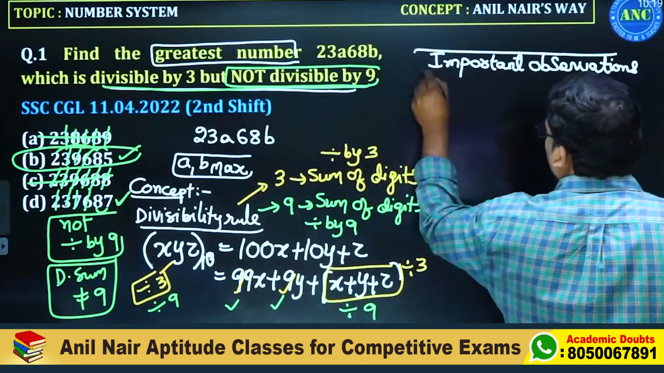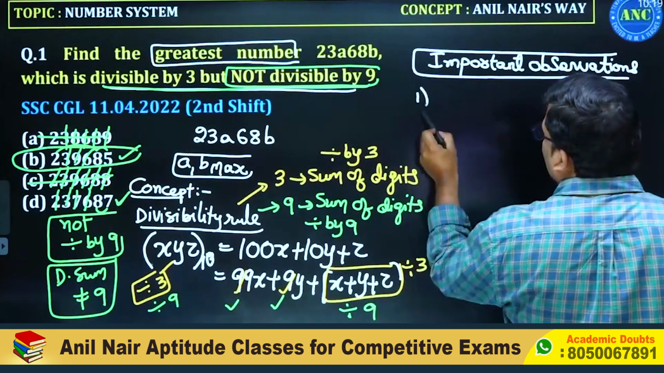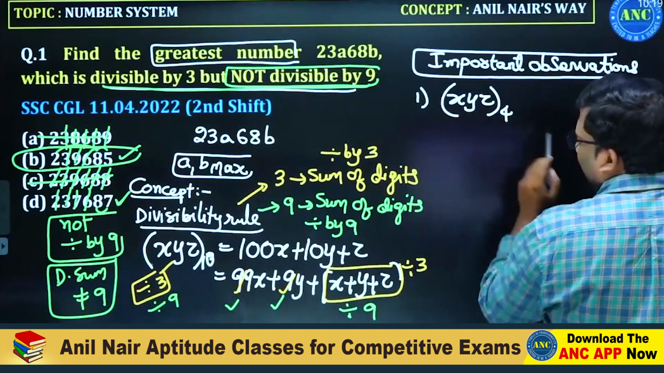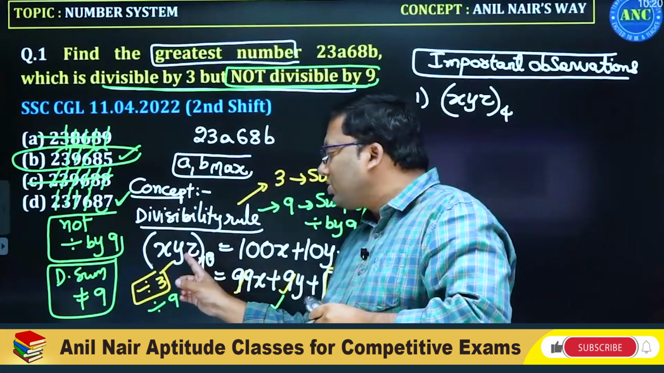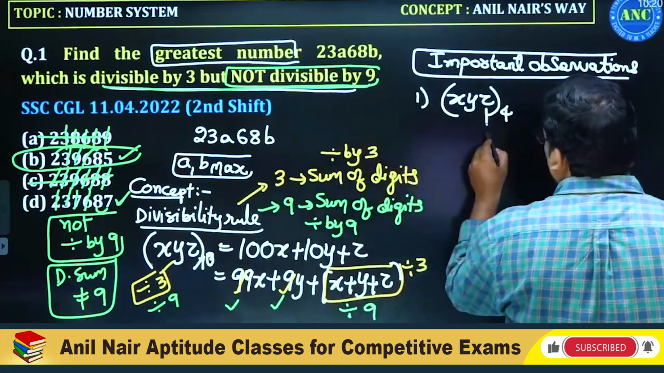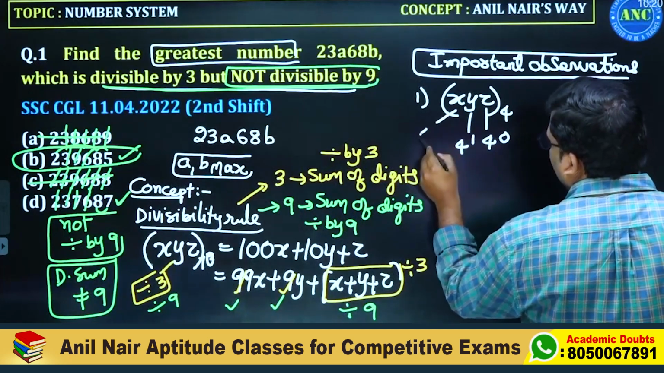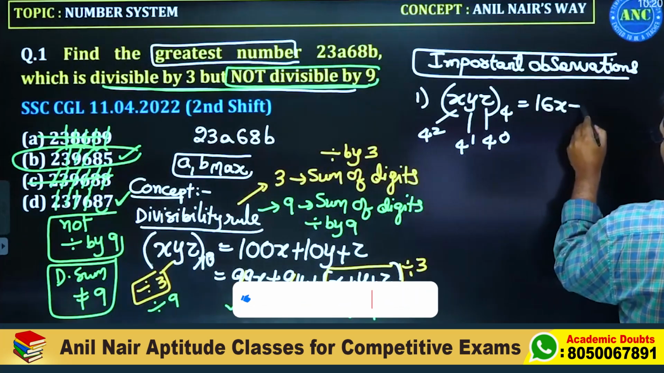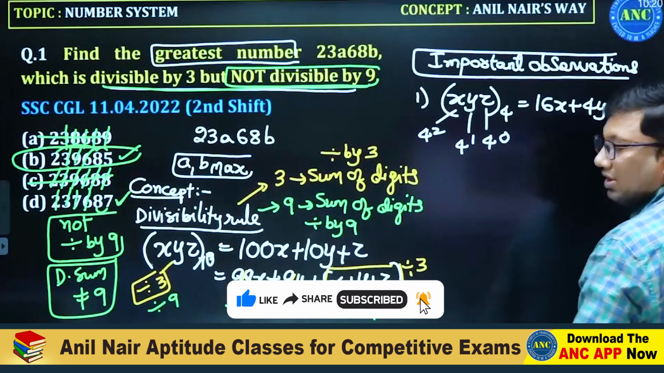Important observation. Suppose I am taking x, y, z in base system 4. Here it is in base system 10, so it will be 10 power 0, 10 power 1, 10 power 2. Here x, y, z in base system 4: 4 power 0, 4 power 1, 4 power 2. So 16 into x, this will be 16x. 4 into y, this will be 4y. 1 into z, it will be z.